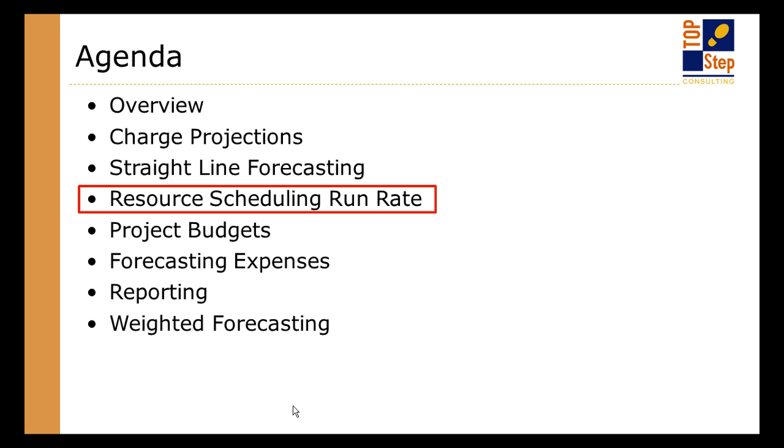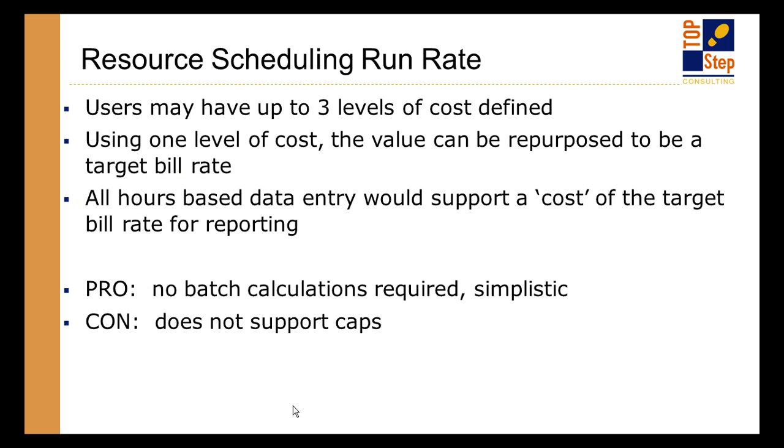Now, the next two topics are the other types of what I would consider a forecasting approach, or at least something to compare with your forecast to do some further analysis in the system. One I'm calling resource scheduling run rate. The concept behind this approach is if I schedule someone to do the work and we have a target bill rate as a company, then that amount of work should bring in X number of dollars. So how can I achieve that in OpenAir?